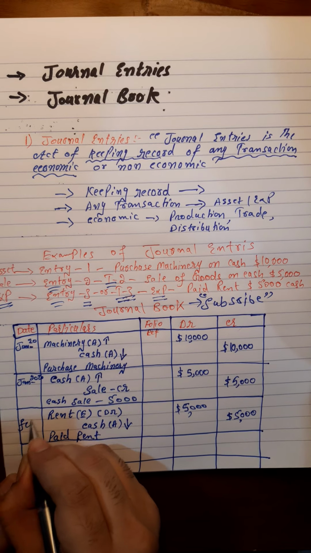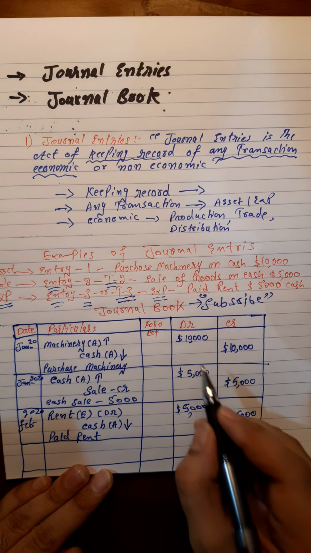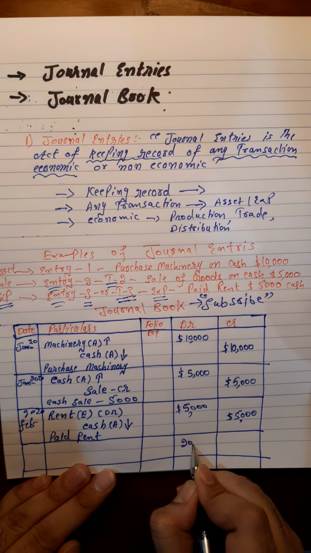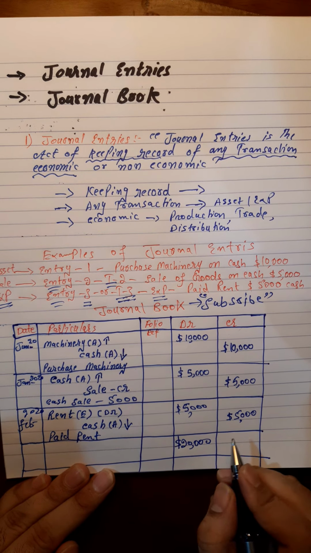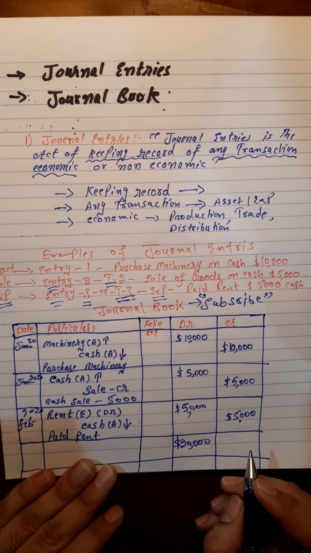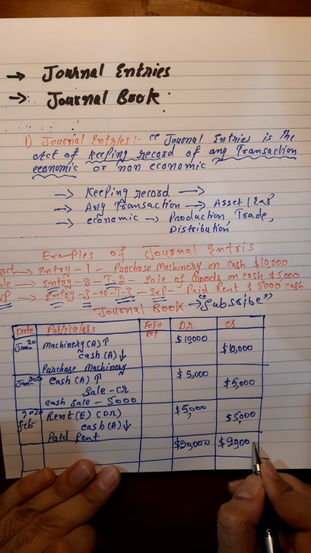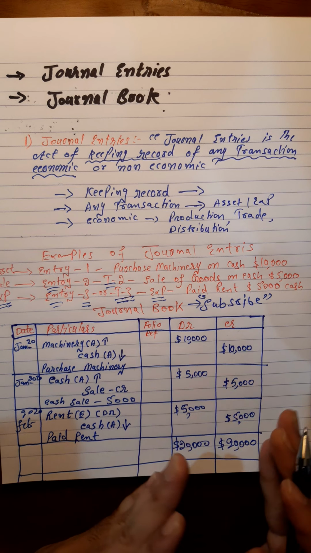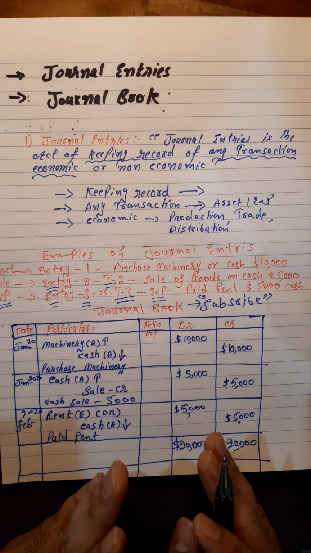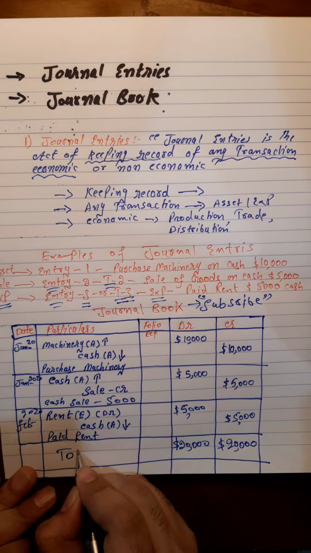This we paid in February 2020. Here the total is 10,000, 5,000, 5,000, 20,000. Friend, in the journal book both sides, debit and credit, must be equal. 10,000, 5,000, 5,000, 20,000. If your debit and credit of the journal book are not equal, it means this is an unbalanced journal book. You need to balance the journal book. Here we write total.